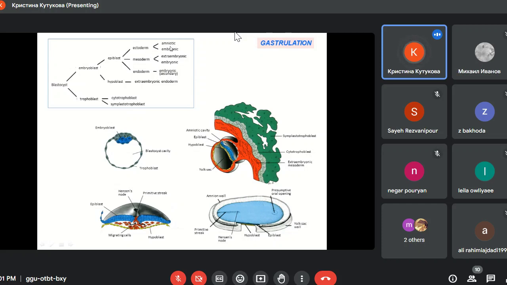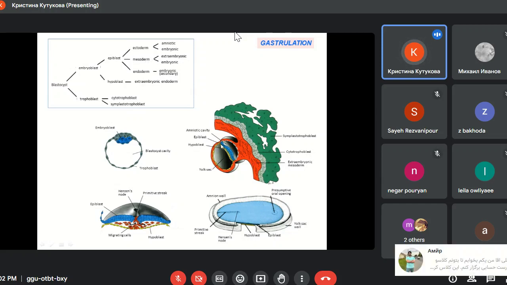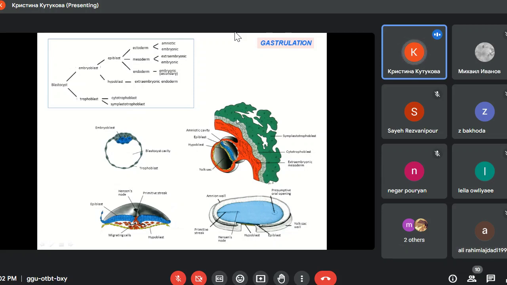Next, ectoderm is actually embryonic and extra-embryonic or amniotic. So embryonic ectoderm, it is here, and the wall of the amnion cavity is made of extra-embryonic or amniotic ectoderm. Mesoderm is also extra-embryonic and embryonic. It is the same as mesenchyme. So extra-embryonic mesenchyme is shown here in red color. It is the part of all the extra-embryonic organs.